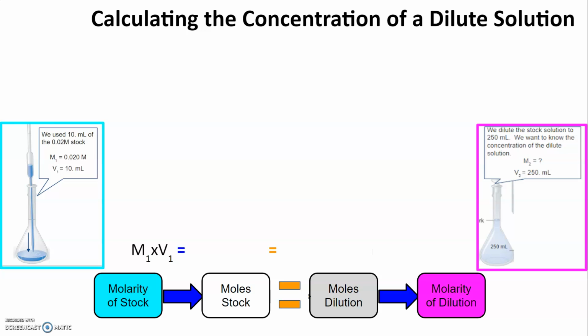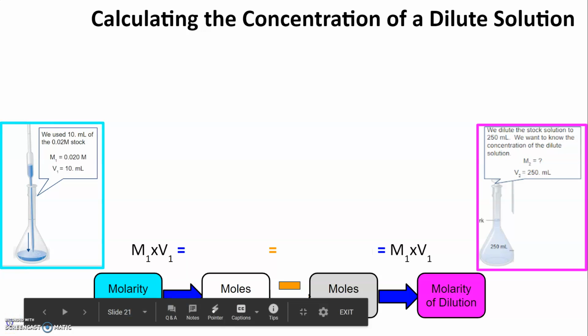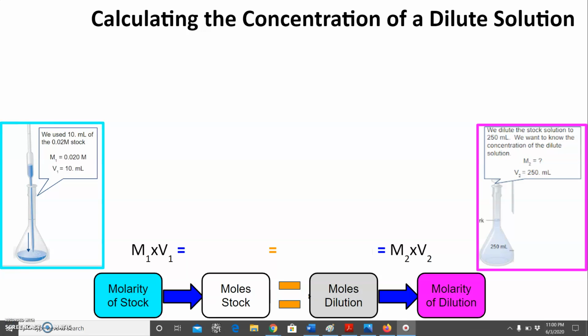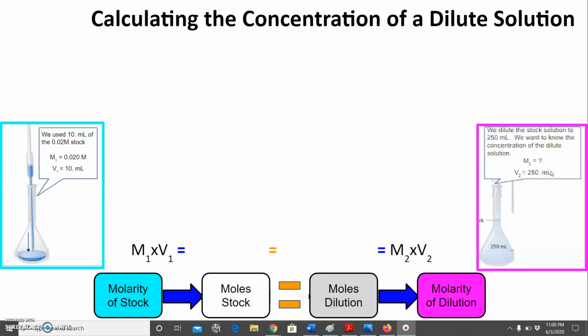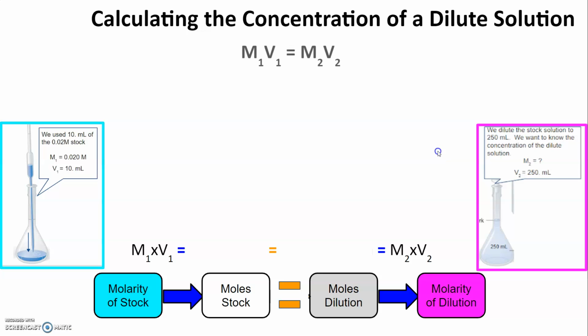We use what's called M1V1 equals M2V2. That should say M2V2. So M1V1 equals M2V2. I just made that correction. And this equation allows us, if we're given the molarity and the volume of our stock solution, so our M1 and V1, and we know the volume of our dilute solution, our V2, we can plug those numbers in to solve for M2. So what exactly does that look like?